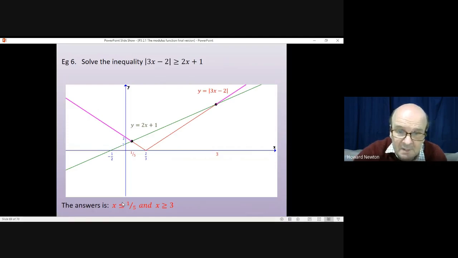And that's how you would write down the answer. The modulus is bigger than 2x plus 1 if x is less than or equal to a fifth, so heading backwards from a fifth, or if x is bigger than or equal to 3, heading forwards from 3. And the fifth and the 3, we found those before. So they're the solutions that we found when we did the previous question.